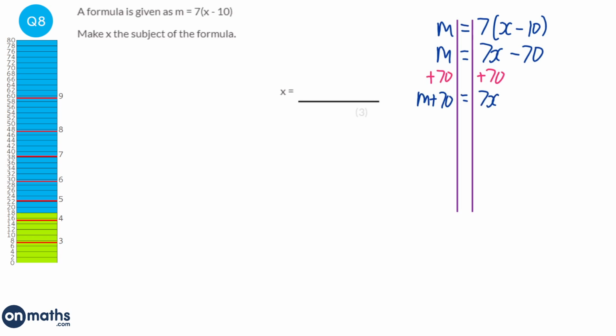And we're next going to divide both sides by 7. So we have m plus 70, all of that over 7 equals x. So x equals m plus 70 over 7.